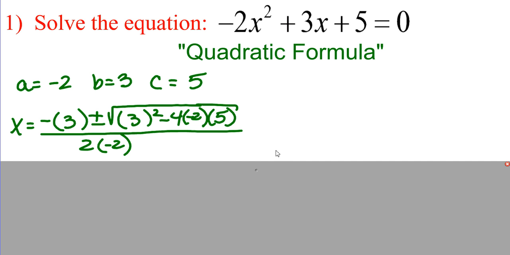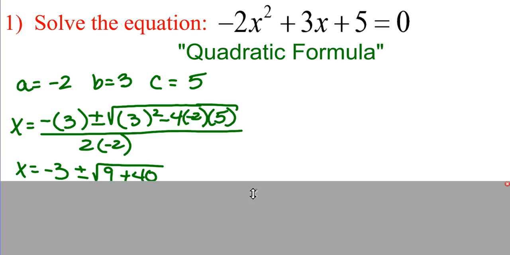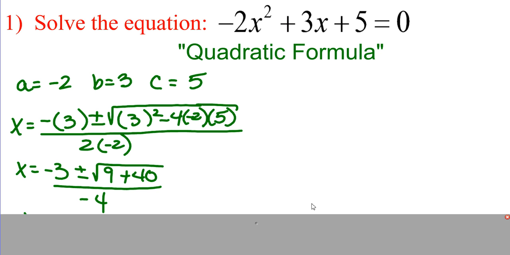Now we said, take this in steps and follow your order of operations. So starting here on the left, the opposite of 3, that means we have a negative 3 here. Now I'm going to transition to inside my radical. 3 squared, 3 times 3 is 9, so I'll have a 9 here, and then treat this minus as a negative 4. Negative times a negative is a positive. 4 times 2 is 8. 8 times 5 is 40. So we're going to have a 40 underneath this part of the radical. And in our denominator, 2 times negative 2, well, that would be a negative 4. So that brings us to here.